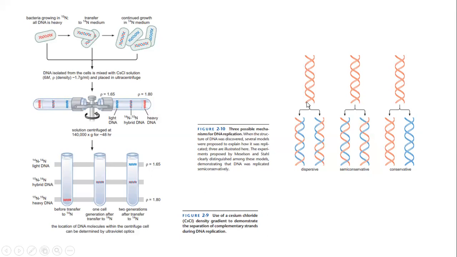And in the dispersive model, DNA was proposed to be broken as frequently as every 10 base pairs. So after an interval of 10 base pairs, this DNA will be broken and used to prime the synthesis of similarly short regions of DNA. And based on each short segment of DNA, a new strand will be synthesized.